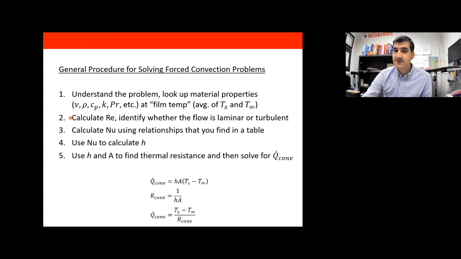The next step is to calculate the Reynolds number. You're going to need to know the velocity, the characteristic length, and the kinematic viscosity right here. So you calculate the Reynolds number and you determine whether the Reynolds number tells you that the flow is laminar or turbulent. And that's going to be an important consideration in the next step. So you calculate the Reynolds number.